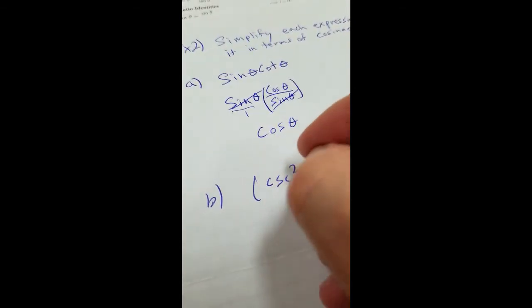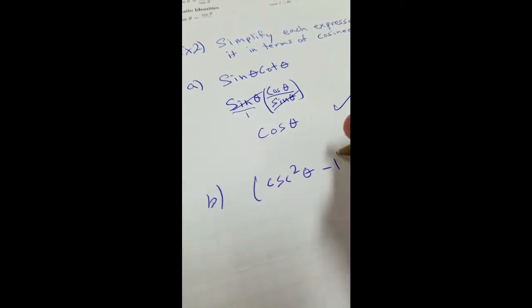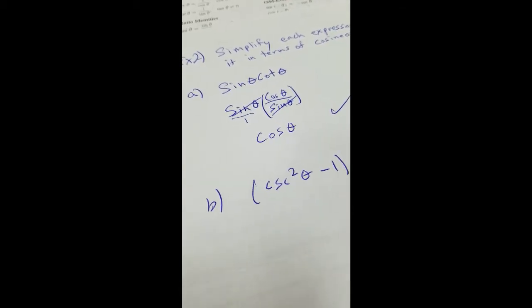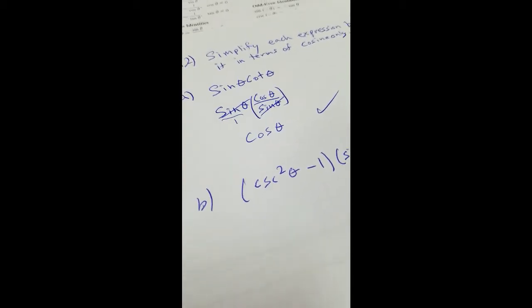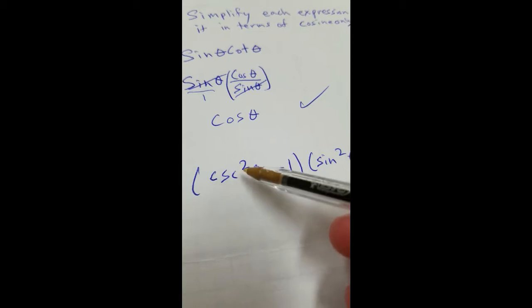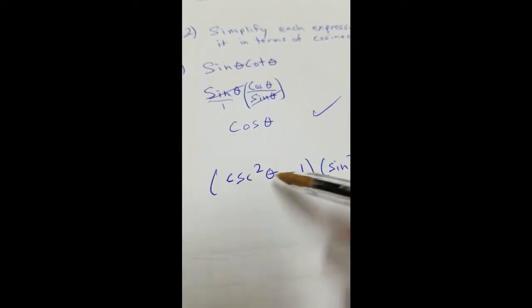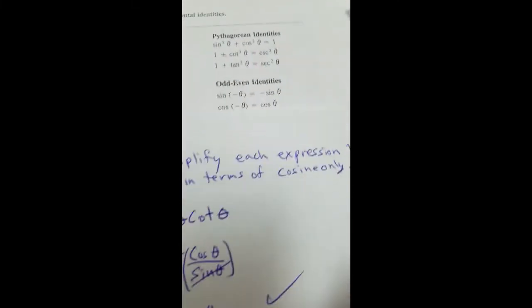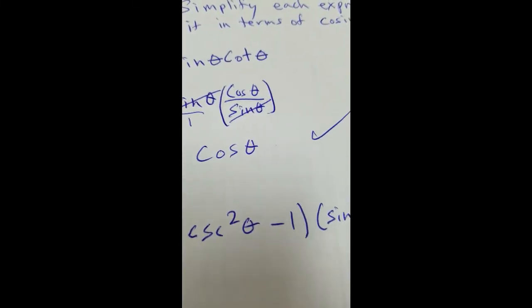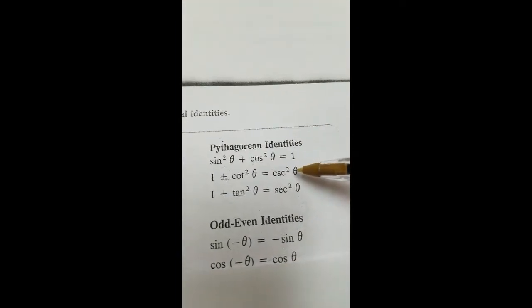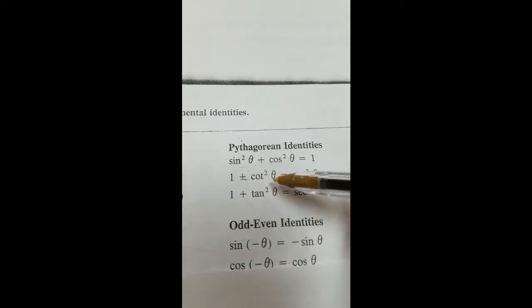Okay, try another one. This one says cosecant squared of theta minus 1 times sine squared of theta. Okay? All right, well, there's that cosecant squared, and I've got a 1 with it. Whenever I see one of them squared with a 1 with it, I'm going to go immediately look at my Pythagorean identities. So find the cosecant squared, it's this one up here. Well, cosecant squared is 1 plus cotangent squared.